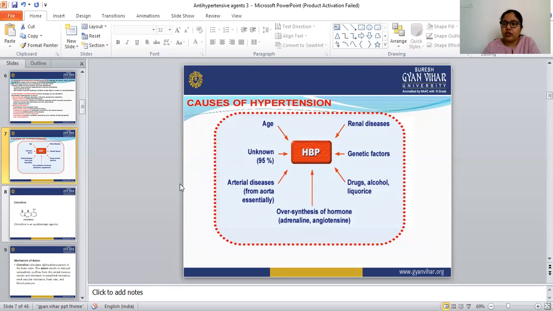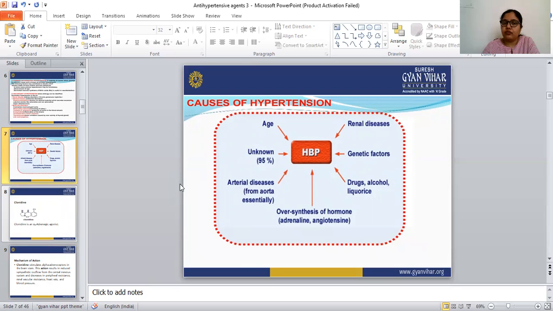Oversynthesis of the hormone is again a reason for the hypertension. If any patient, any human being, has taken drugs, alcohol, and liquor, there are again chances of the hypertension. Some genetic factors are also causes of the hypertension, and renal disease is again a cause of the hypertension.